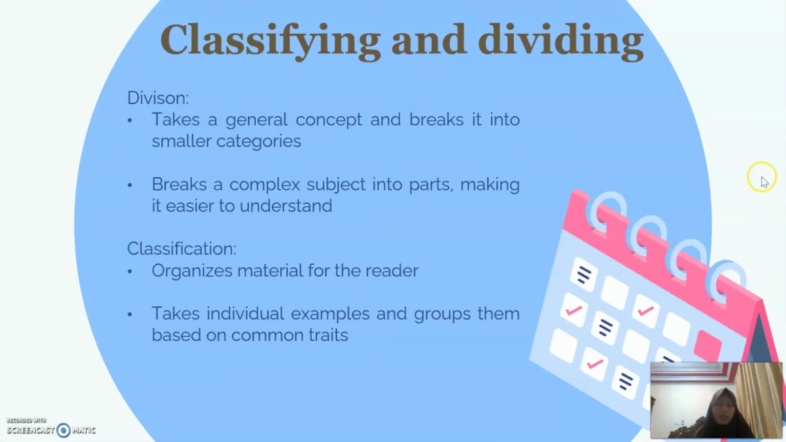Classifying and defining. Division takes a general concept and breaks it into smaller categories, breaking a complex subject into parts and making it easier to understand. And classification organizes for the reader and takes individual examples and groups them based on common traits.